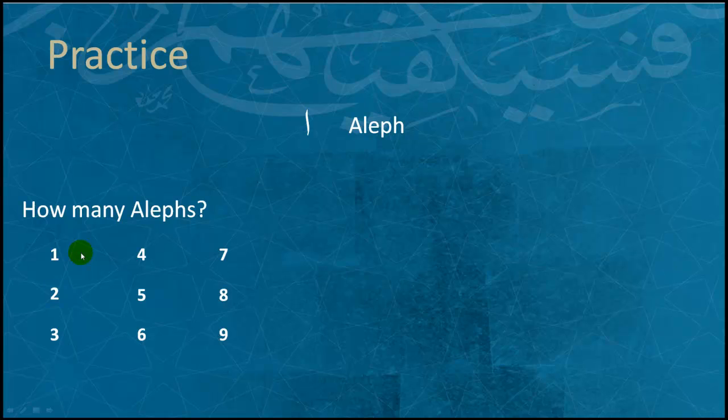Okay? First one. فاعل. This one has one alif. Notice, I didn't say fa'il. That's not what I said. I said fa'il, the a sound, plus the elongation. Okay? Second one. Ulya.